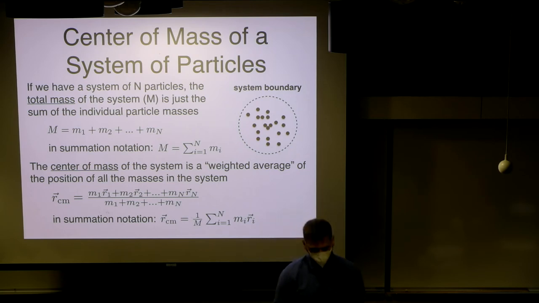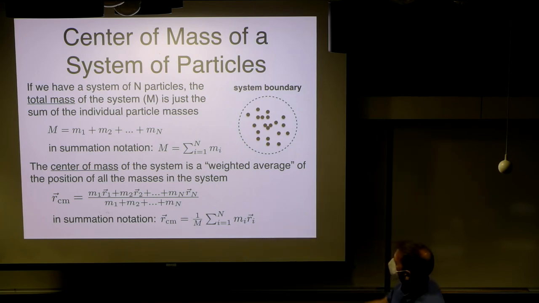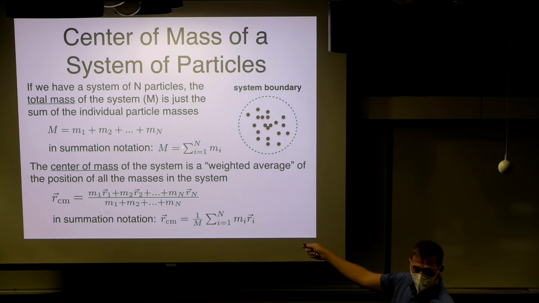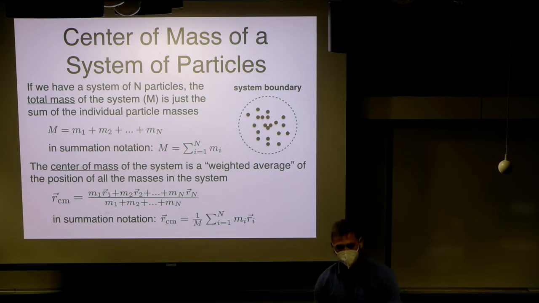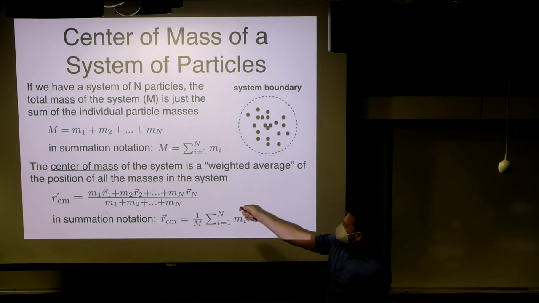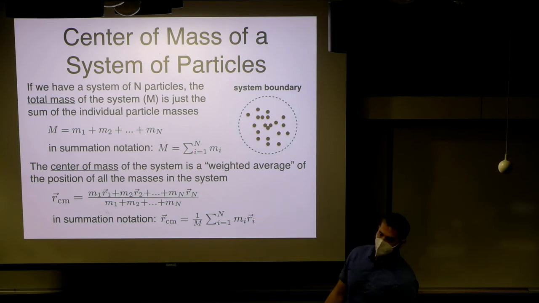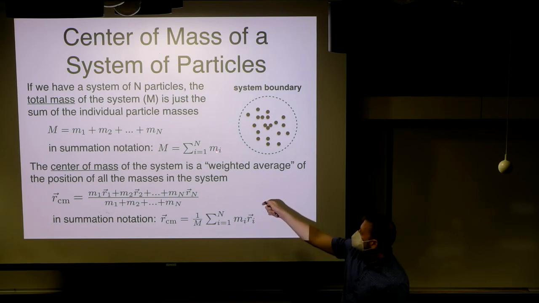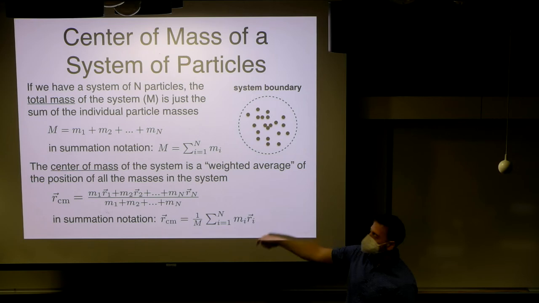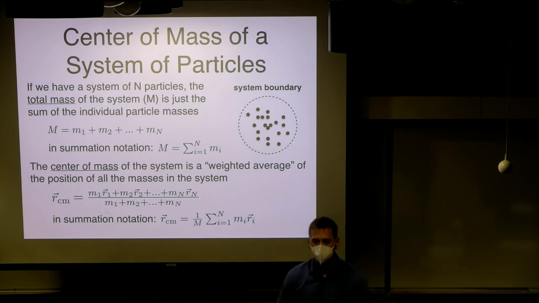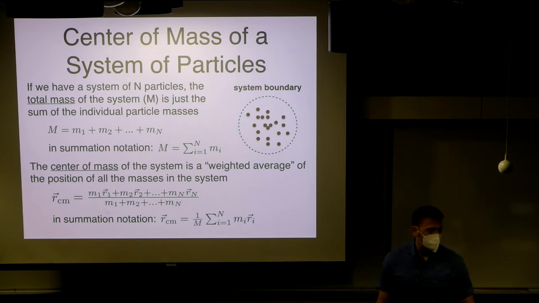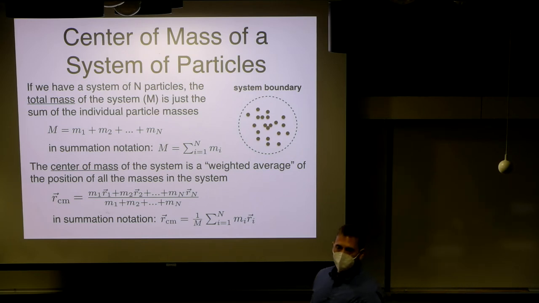That's the notation. So in summation notation, remember this, that's how we're going to start writing things to keep it compact. Big M is just the sum from i equals 1 to n of m sub i, okay? What that's saying is take your masses and add them all together until you've reached the last one. That's how you read that. All right, so that's pretty simple, right? Just add the masses up. Center of mass, let's get into that.